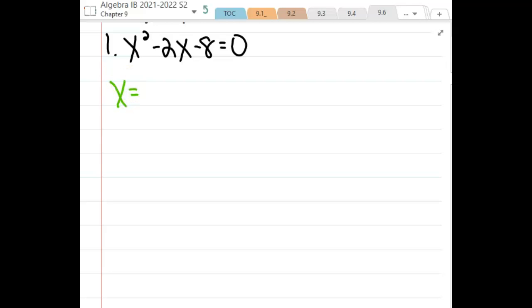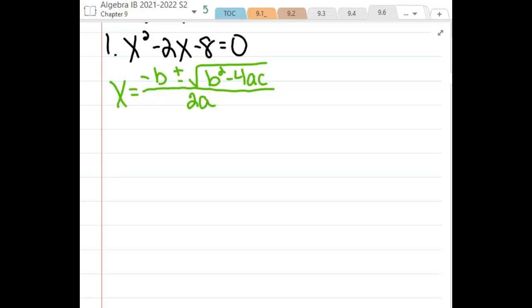X equals, to solve for x for any problem, you're going to take the opposite of b plus or minus the square root, draw a big old radical sign. Underneath the radical, it's going to be b squared minus 4ac. Now, this is one of the other big mistakes that I see. That fraction bar needs to go underneath everything. It's all over 2a.